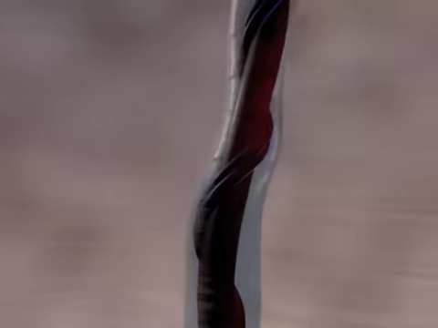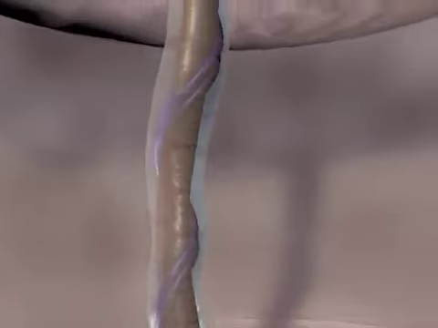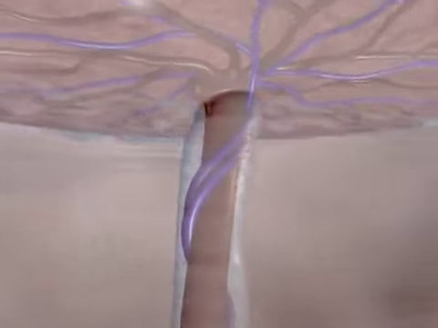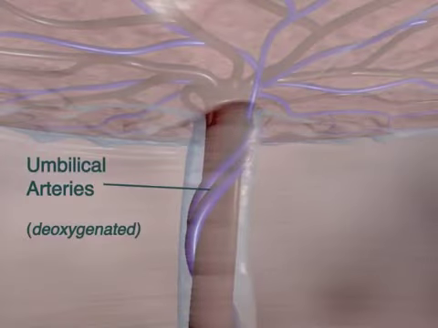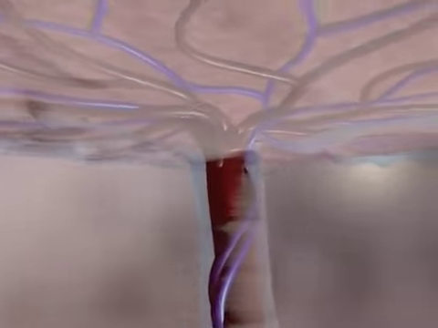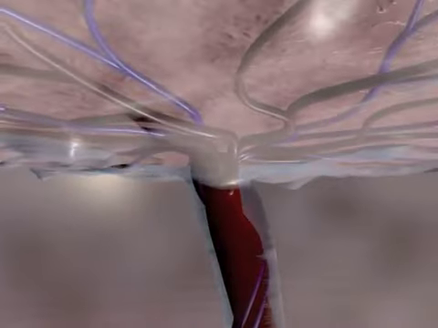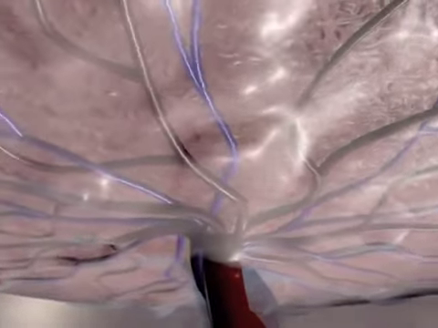By the fourth week, fetal blood flow is established. Poorly oxygenated blood is transported to the placenta from the fetus via paired umbilical arteries. These arteries send branches into the chorionic villi and divide into capillary networks at the terminal ends.